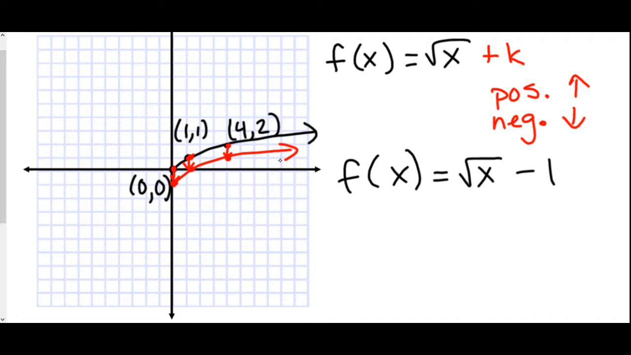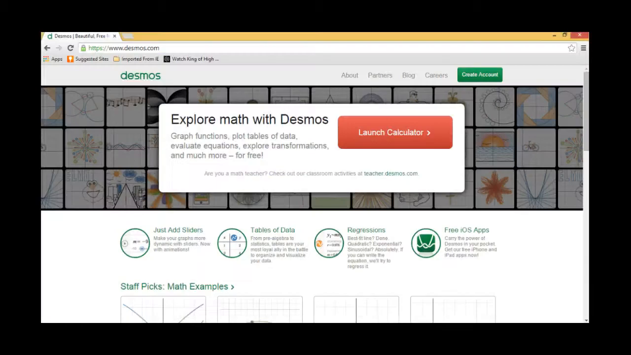Now, if you're unsure if you did something correctly or not, you can use a graphing calculator. You probably don't have one at home. If you do, great, go ahead and use it. If you don't, there is an online graphing calculator called Desmos.com. At Desmos.com, you could create an account if you want. That makes it so you can actually save graphs and stuff. Or you can just go to Launch Calculator.